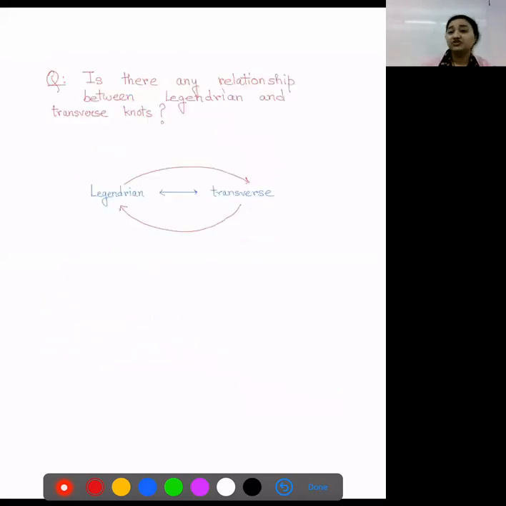Now, is there any relationship between Legendrian and transverse knots? This is a very important technique in contact geometry, which allows us to move back and forth between Legendrian and transverse representatives of the same knot type. Now, from Legendrian to transverse, we use transverse push-offs. And this operation is unique.